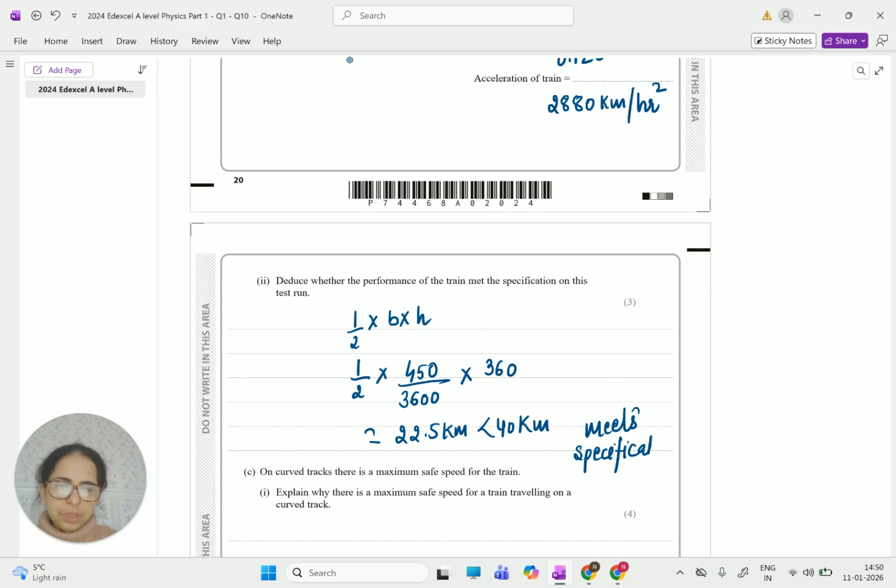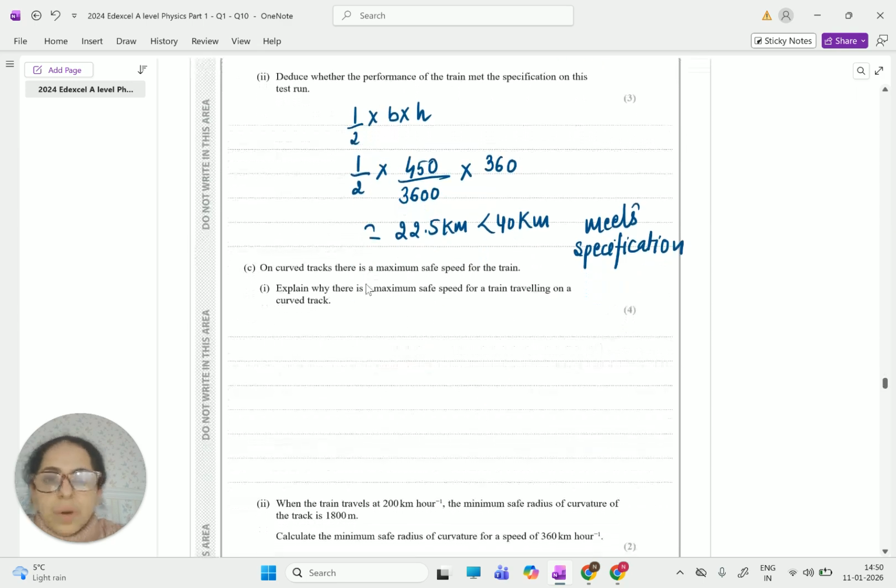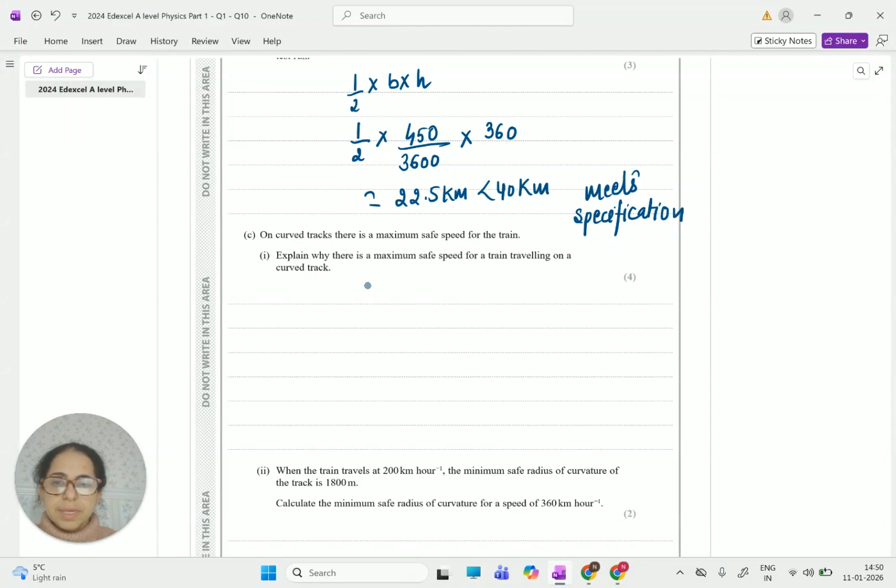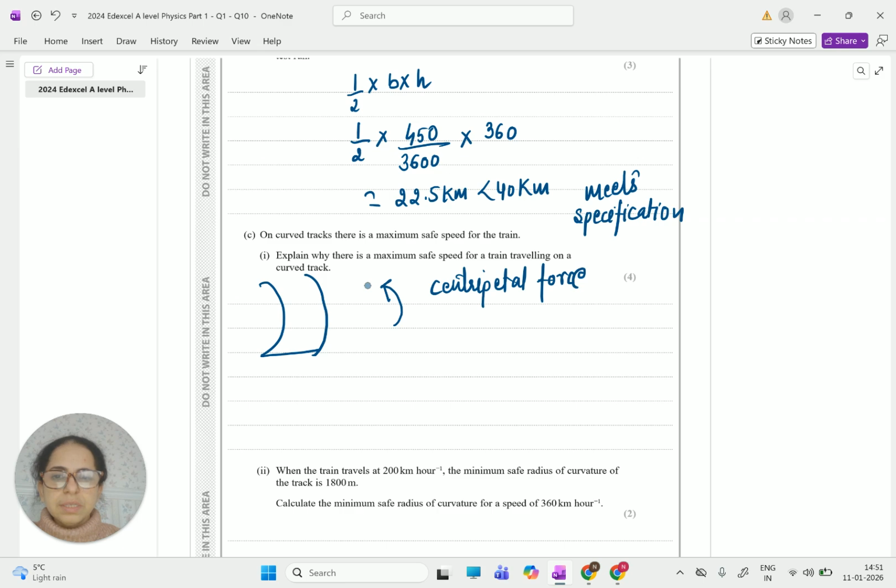All right, let's do the next bit. On a curved track, there is a maximum safe speed. Why do curved tracks have a maximum speed? Any guesses if you've done it? Remember, on a curve, when anything is taking a turn, it needs a centripetal force. Who is providing that centripetal force? In this case, it's friction that's providing the centripetal force.